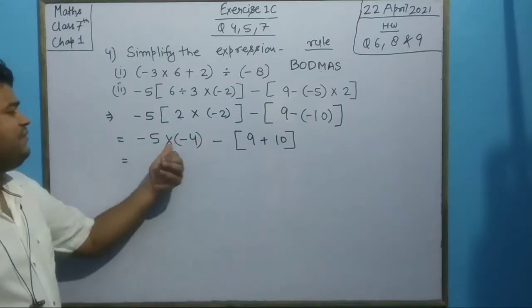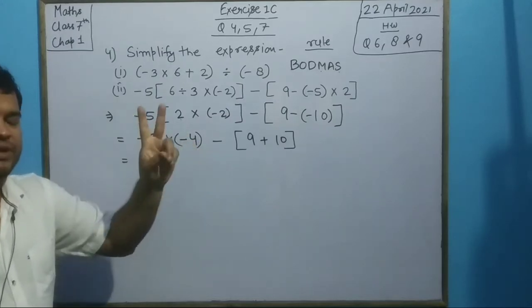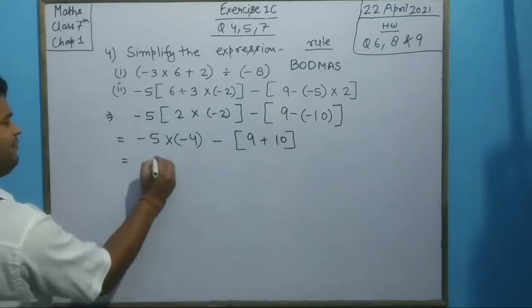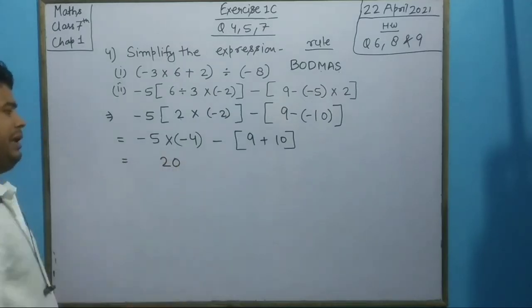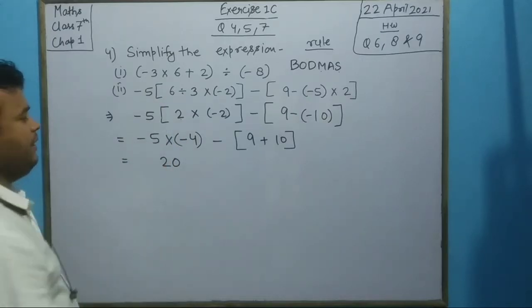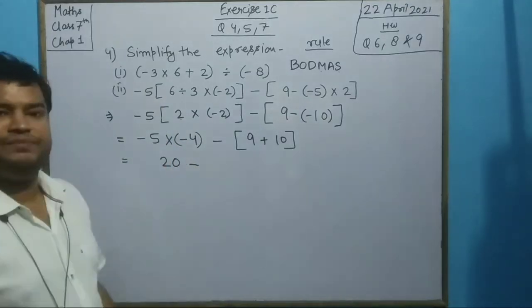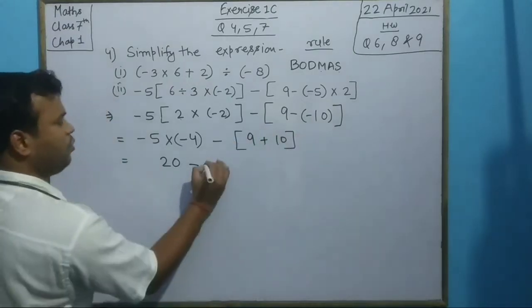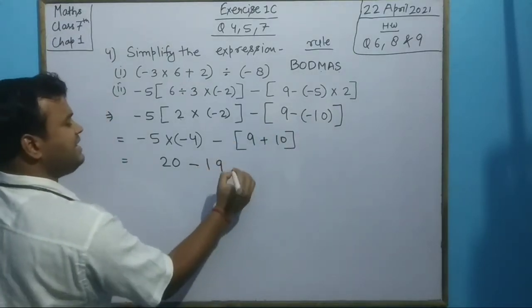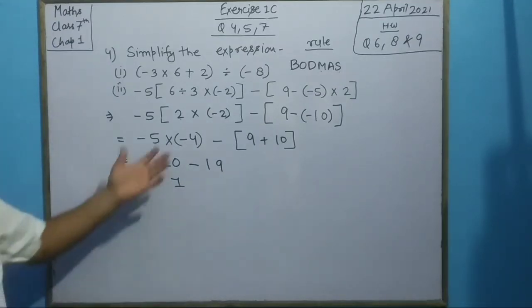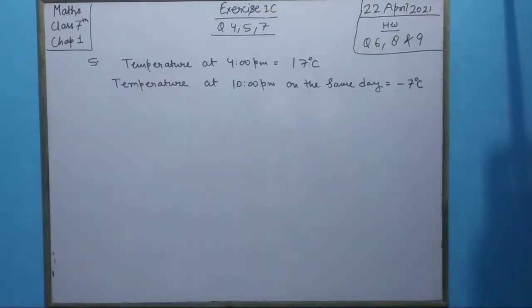So minus 5 into minus 4, there are two negatives, it will be positive. And 5 into 4, it will be 20. 5 4s are 20. Okay. There are two negatives, so it will lead towards positive. Okay. This is the minus sign. 9 plus 10, it will be 19. So 20 minus 19, it will be 1. That's very easy. Let us see the next question.